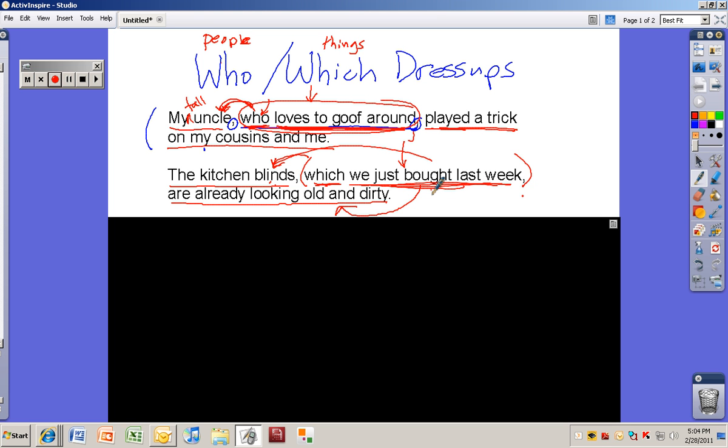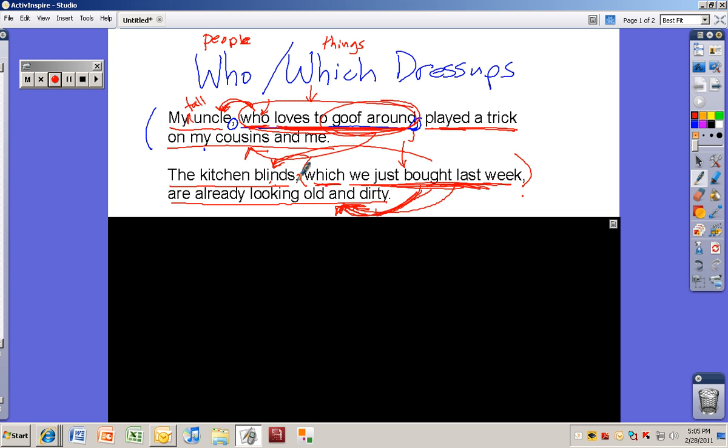But if I just bought them last week, they shouldn't be looking old and dirty already, and so these two ideas go together. Just like up here in the first sentence, somebody that goofs around would probably play a trick on people. And so goofing around and playing a trick on people, those two ideas go together. They belong in the same sentence. Buying blinds just last week and having them already look old and dirty, those ideas belong in the same sentence.